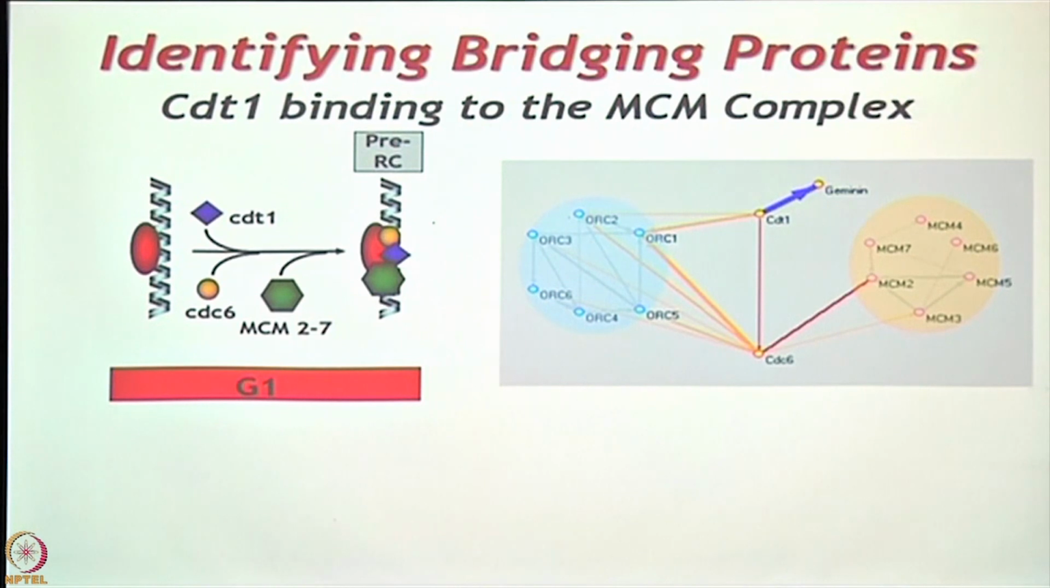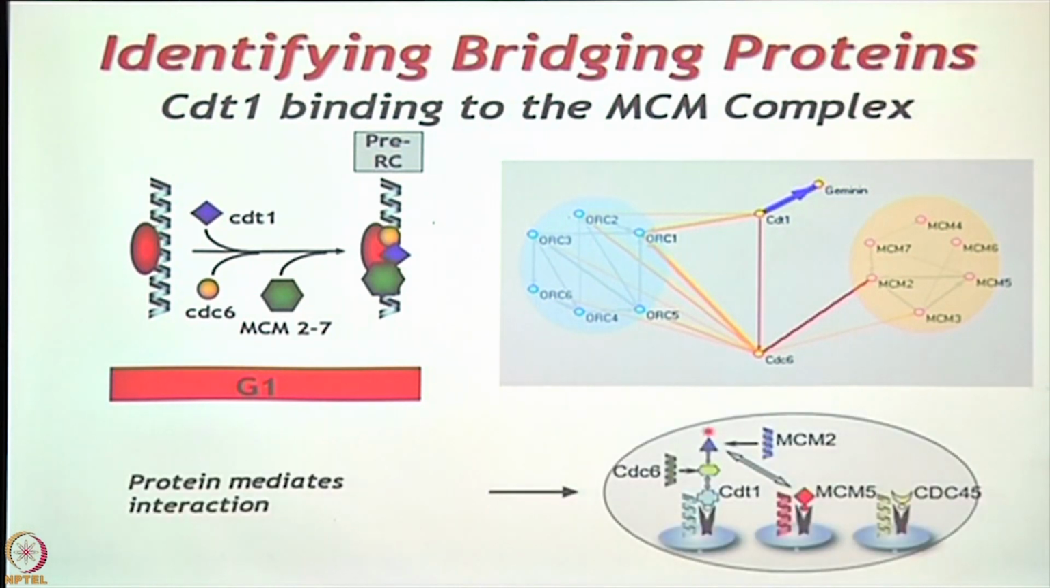So the question was, could we test that on the arrays, right? And we did that by doing a couple of things. We could probe MCM2, which we knew was in this complex, against CDT1 either with CDC6 or without it. And we, as a control, had MCM5, and we also had a negative control, CDC45.